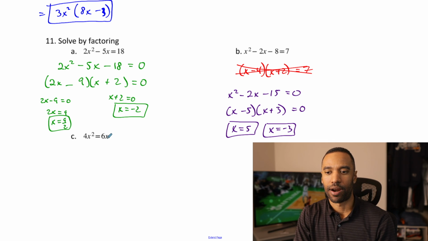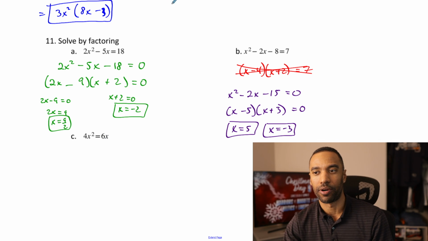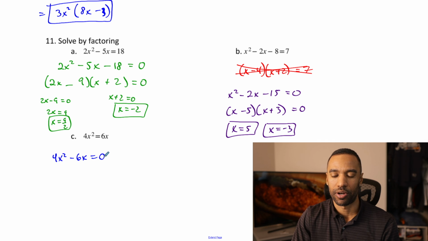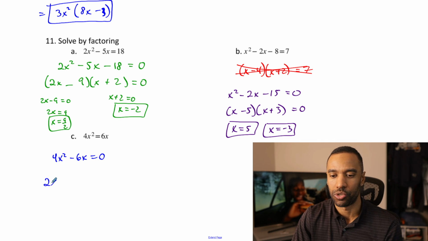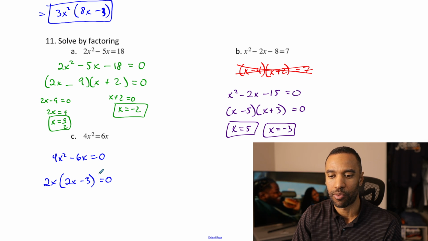Lastly, part C, 4x squared equals 6x. If you haven't heard it yet, set it equal to 0 before you solve. So subtract 6x from both sides. And this time you're introducing a greatest common factor of 2x. Inside you're left with 2x minus 3, and this is still a product.